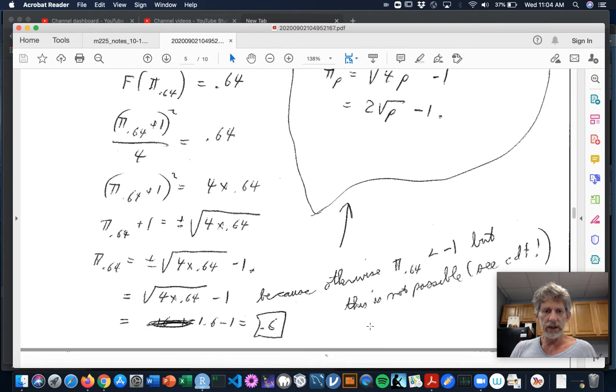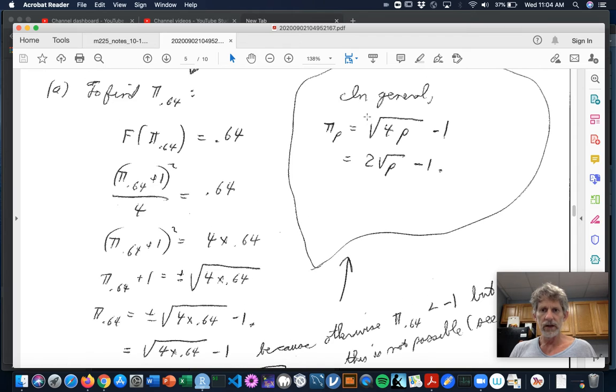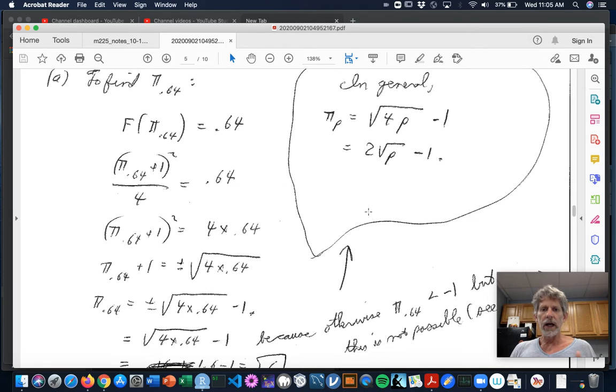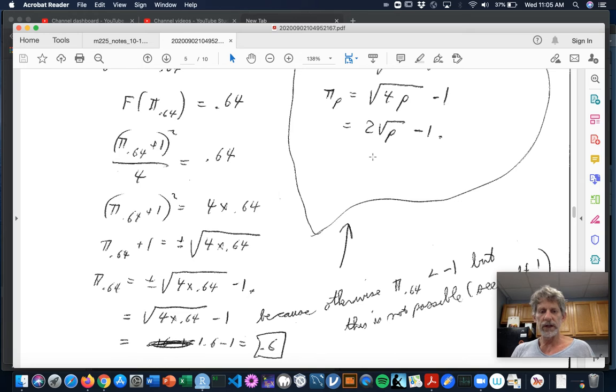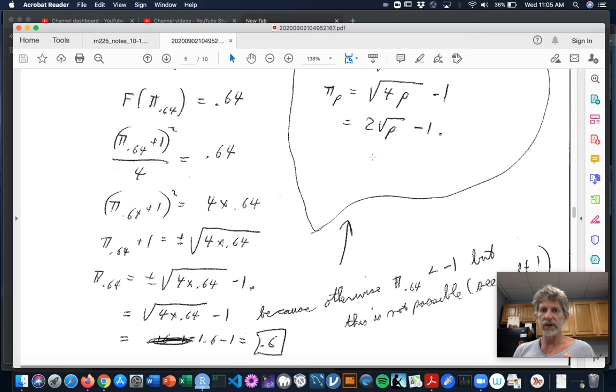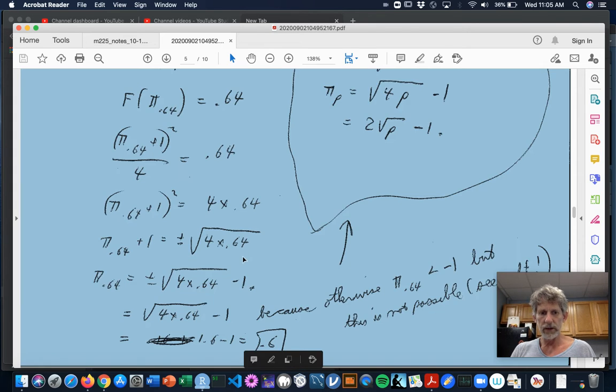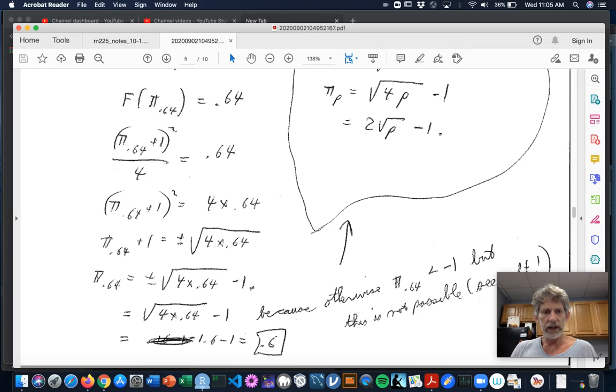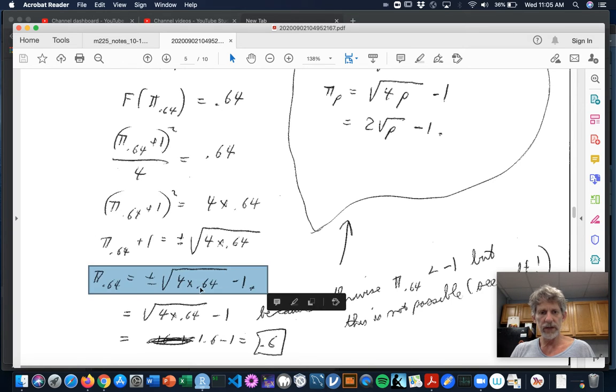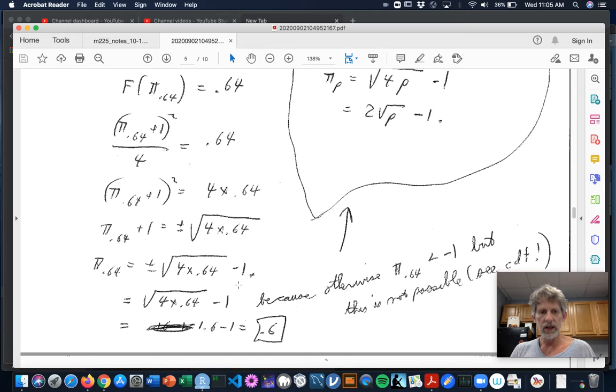One little detail is, when you are taking the square root of 4p, how do you know to use the positive result? Because when I am going here, something squared is 4 times 0.64. Really, all I know is that the something is plus or minus. And so when I carry along, the something is plus or minus this square root minus 1. How did I know to switch to the positive?